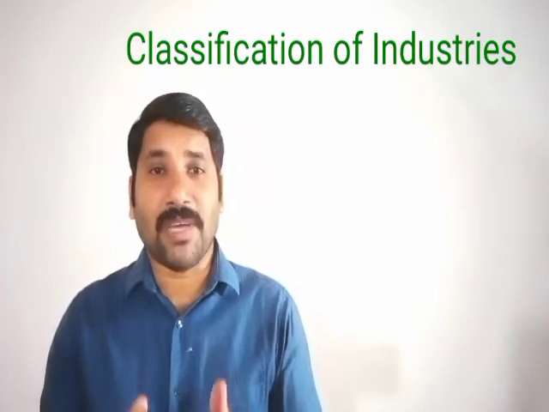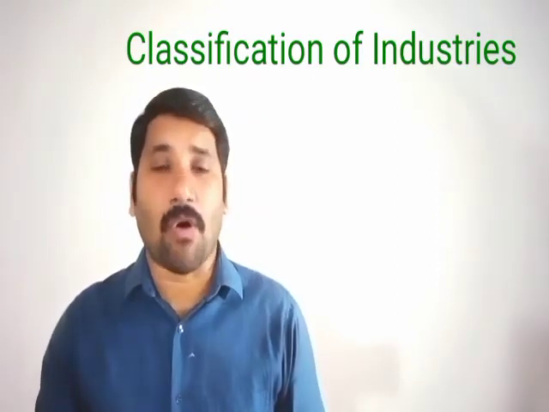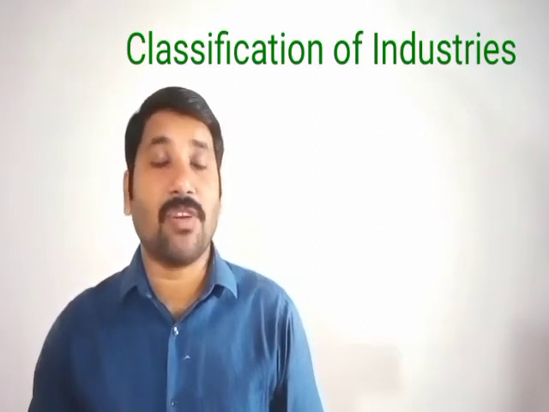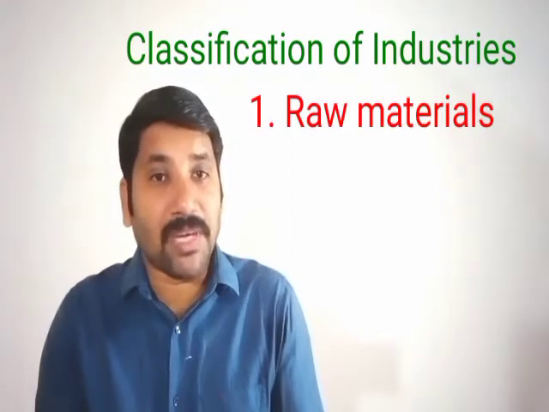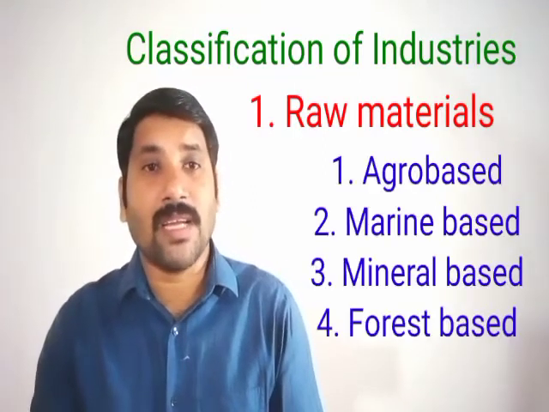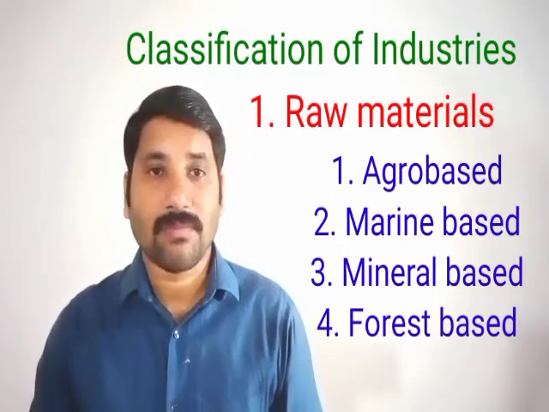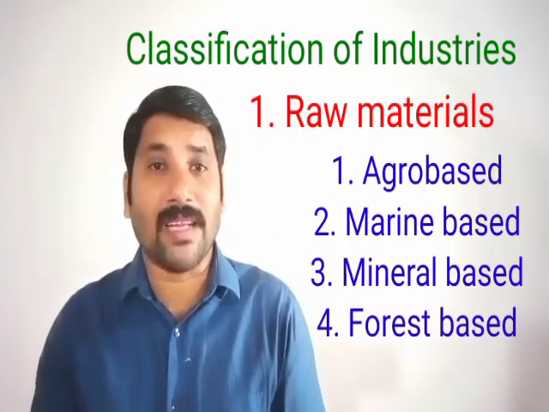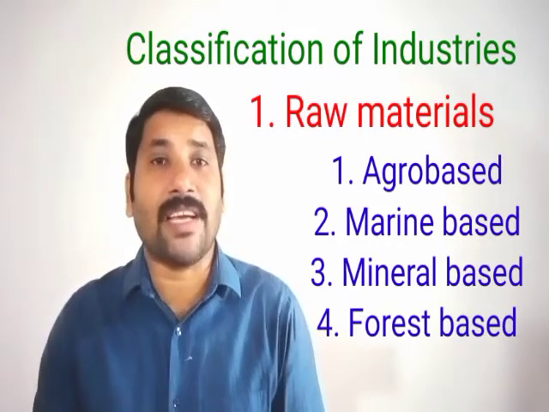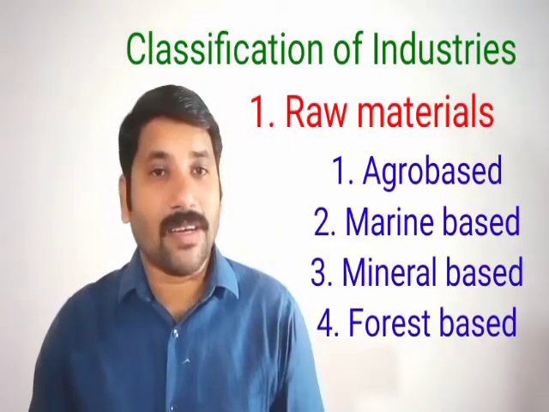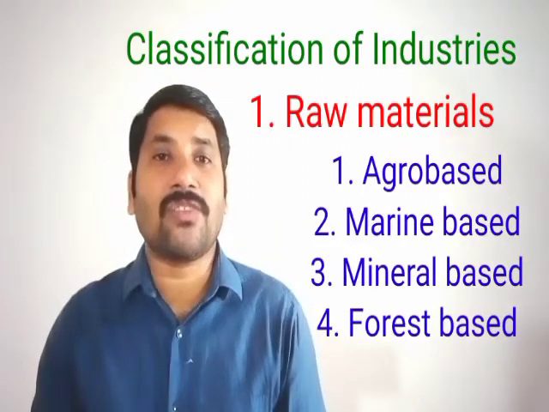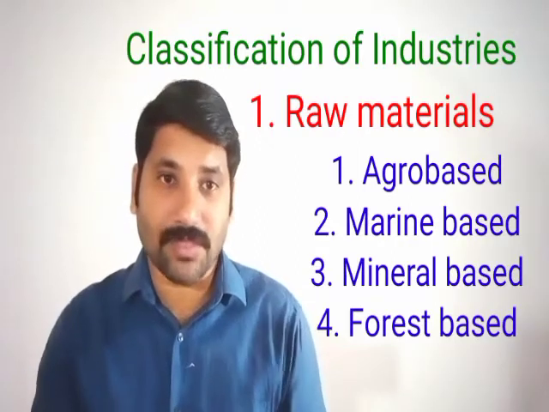Now, we are discussing more about the classification of industries. Industries can be classified on the basis of raw materials, size, and ownership. Based on raw materials, industries may be agro-based, mineral-based, marine-based and forest-based depending on the type of raw materials they use. Agro-based industries use plant and animal-based products as their raw materials. Food processing, vegetable oil, cotton textile, dairy products and leather industries are examples of agro-based industries.